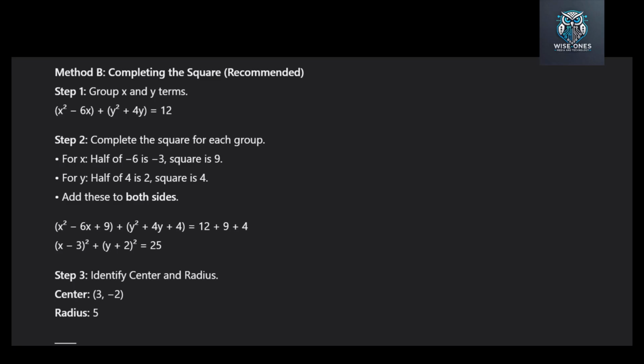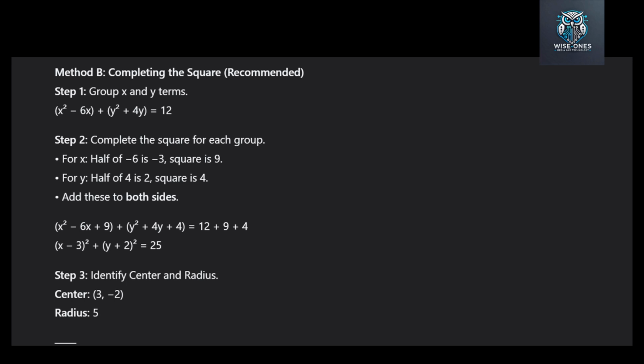Step 2. Complete the square for each group. For x, look at minus 6x. Half of negative 6 is negative 3. Square of negative 3 is 9, so we add 9. For y, look at plus 4y. Half of 4 is 2. Square of 2 is 4, so we add 4. Important, whatever we add to the left side, we must add to the right side to keep the equation balanced.